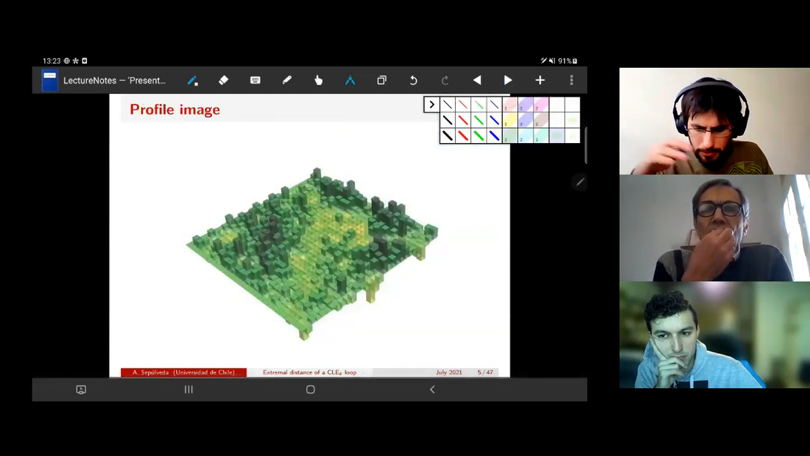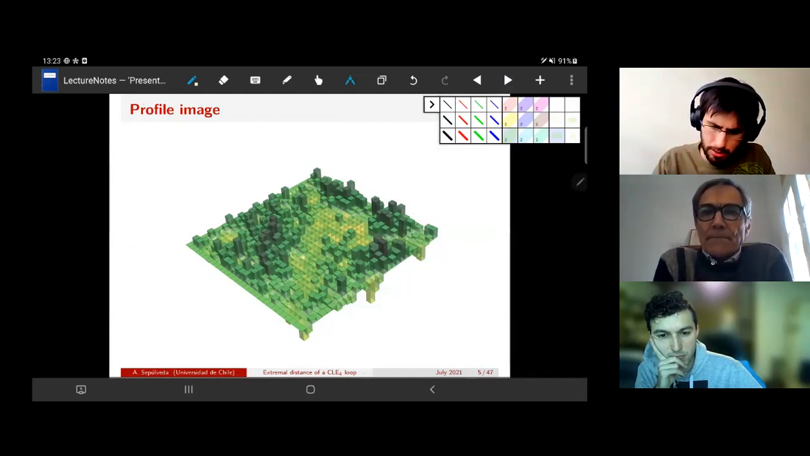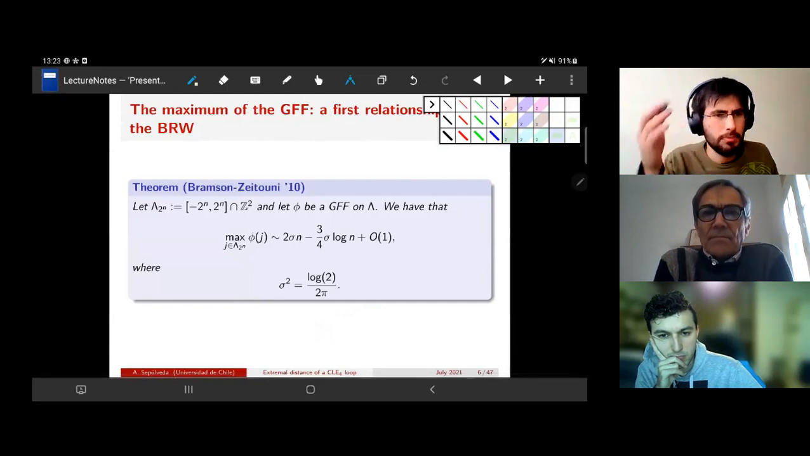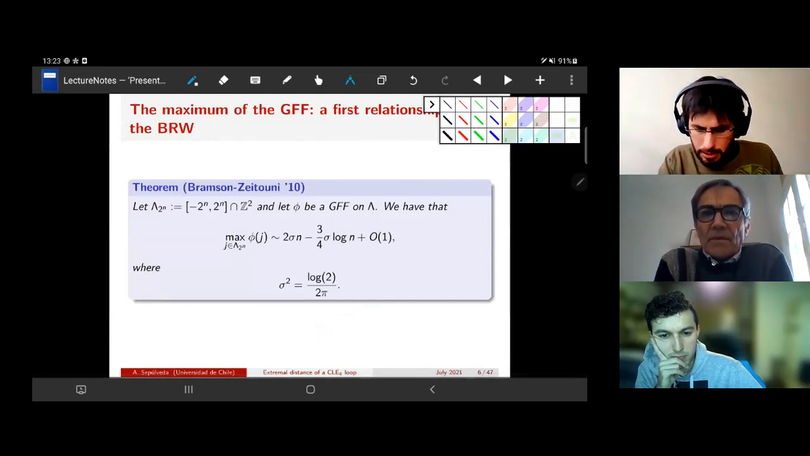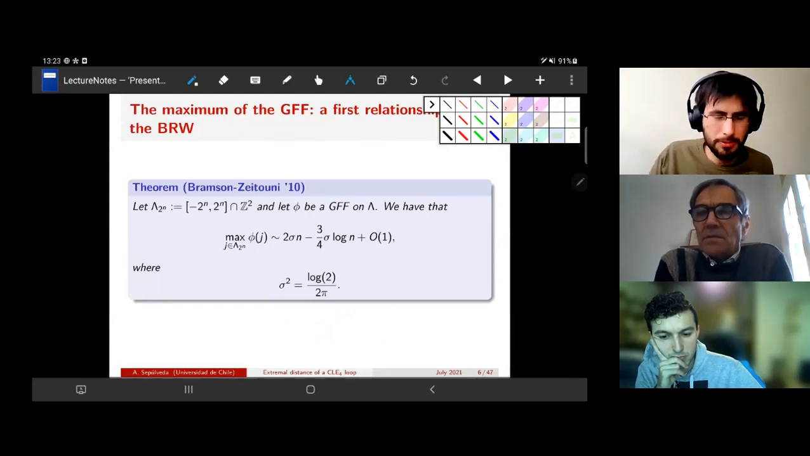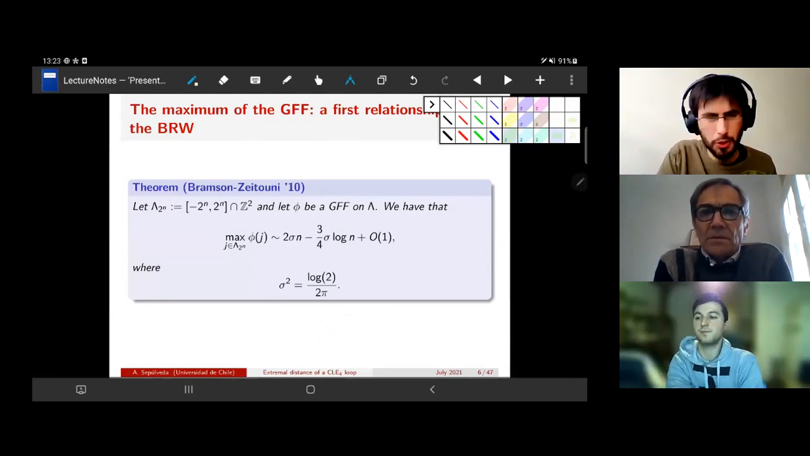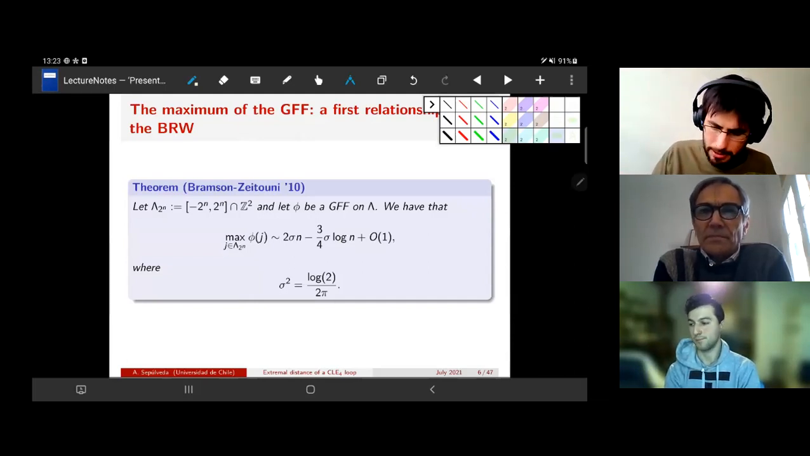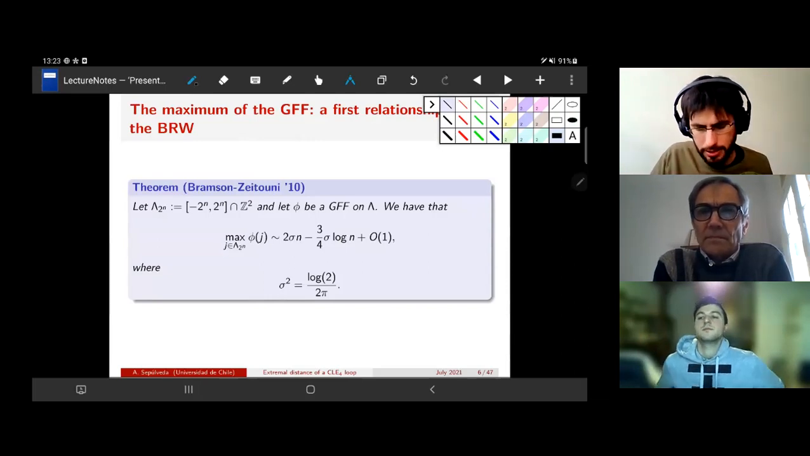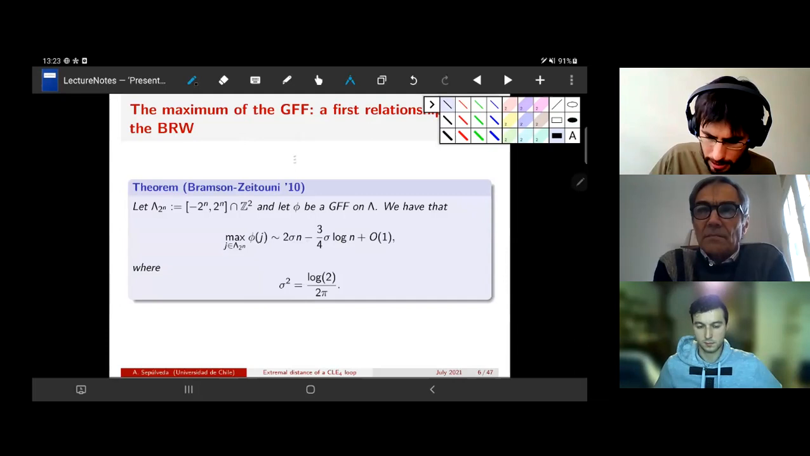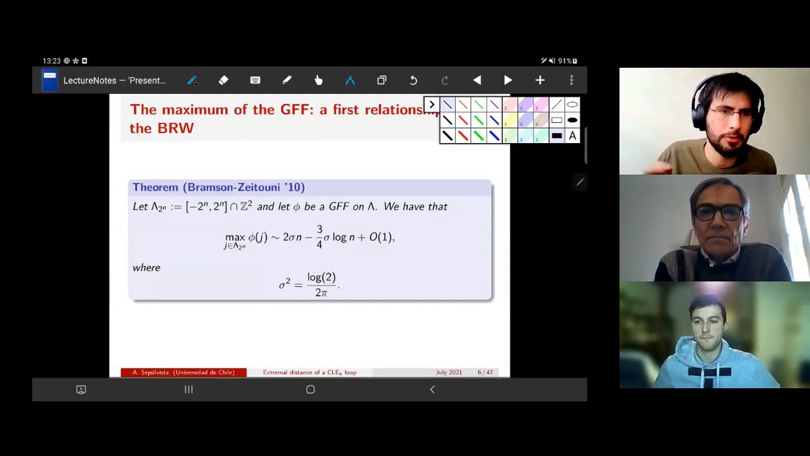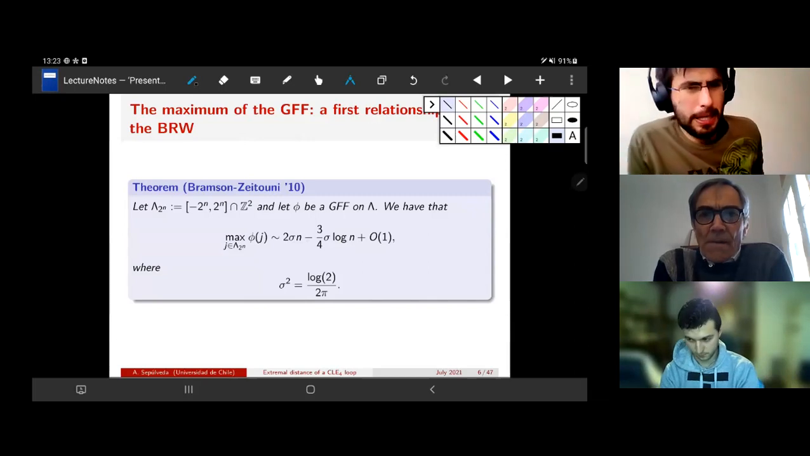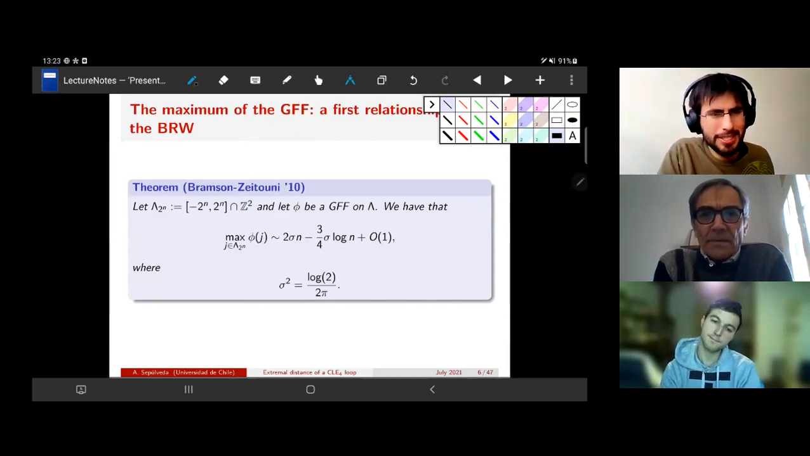So here is a picture of a discrete Gaussian free field on a 30 by 30 grid. And as was discussed before, we know a lot about the maximum of the Gaussian free field, and I'm really sorry to not mention everyone. This result I took from Bramson and Zeitouni, where it says that the maximum behaves like 2 times a certain constant sigma n, where n one has to think of as the log of the size, minus 3/4 log n. So, as we have already noticed in the morning, this feels like a branching random walk.